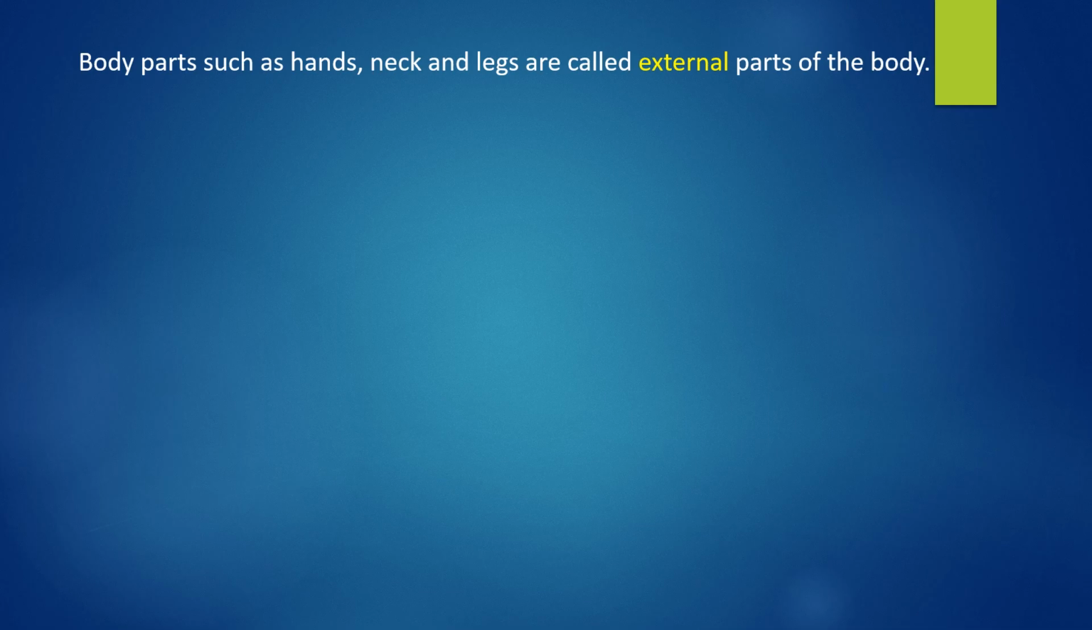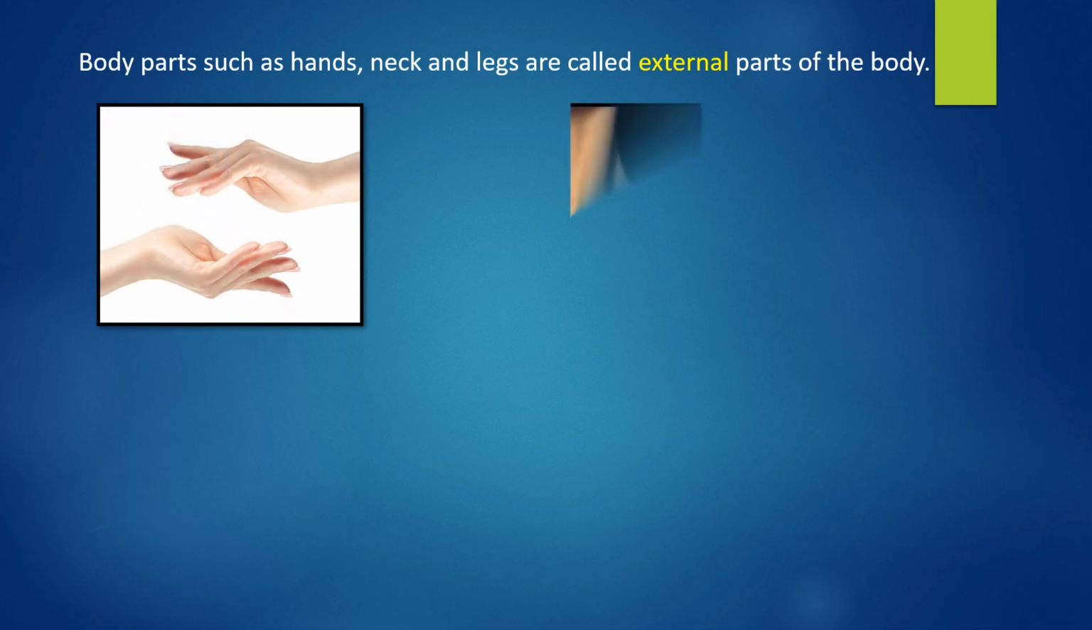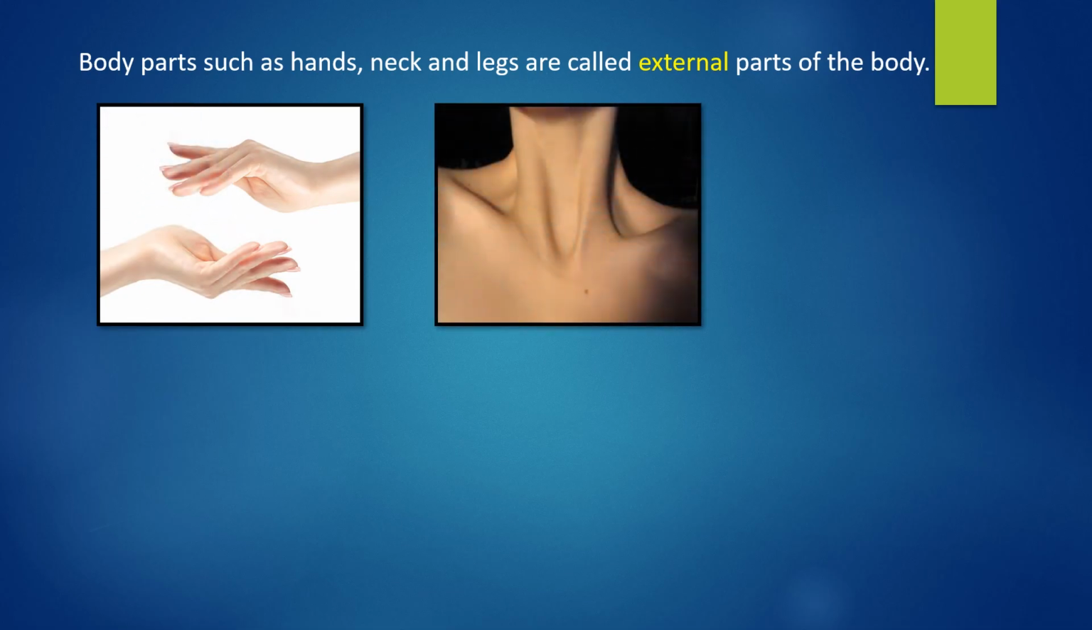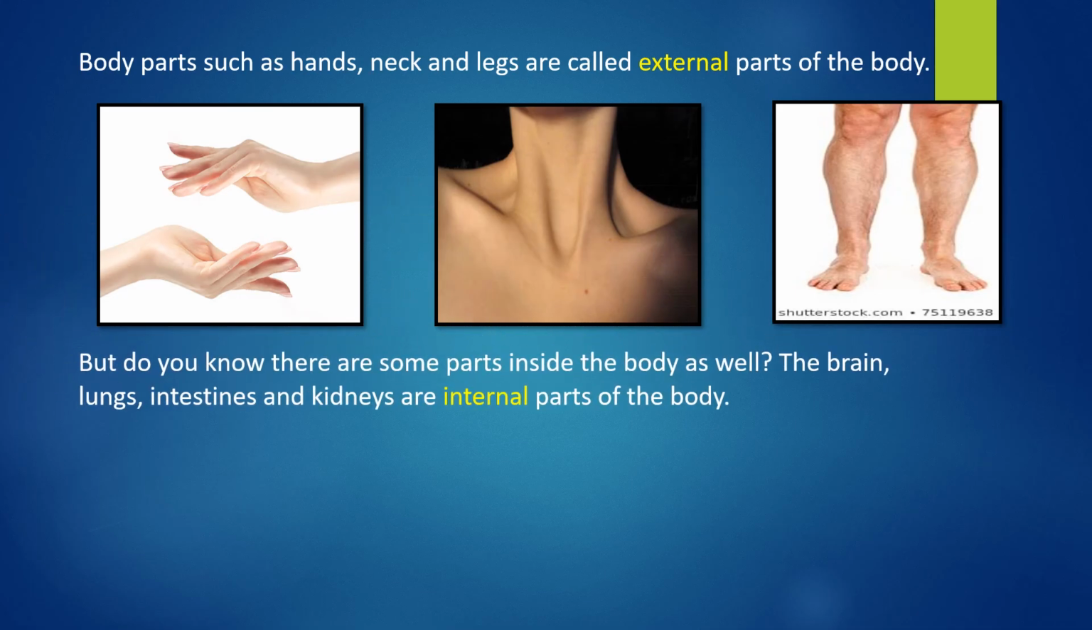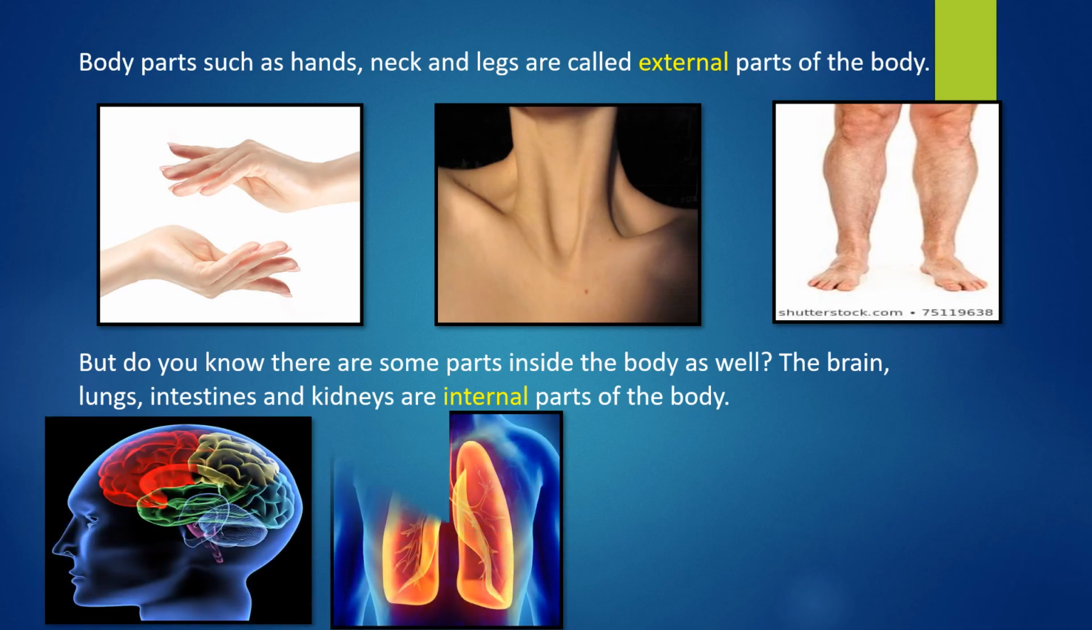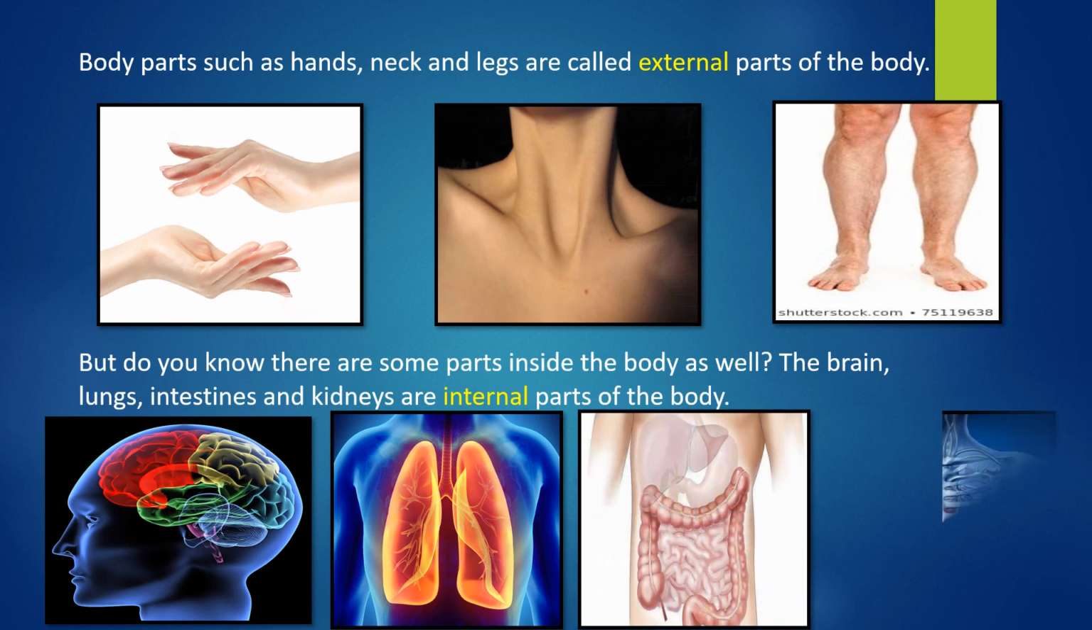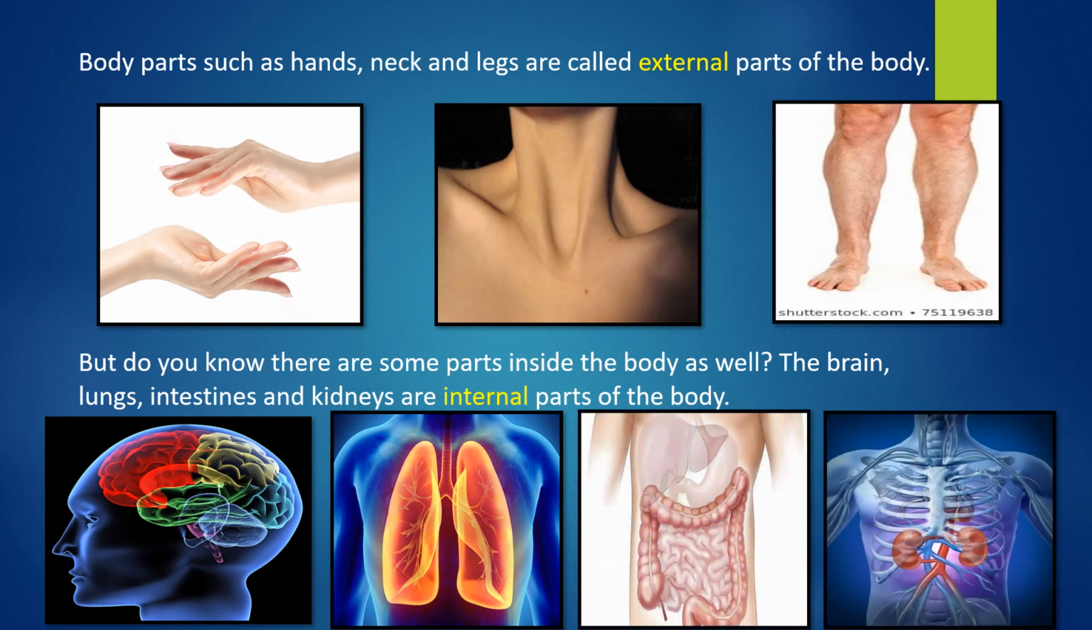Body parts such as hands, neck, and legs are external parts of our body. These are visible to our eyes. But do you know there are some parts inside the body as well? The brain, lungs, intestines, and kidneys are internal parts of our body.